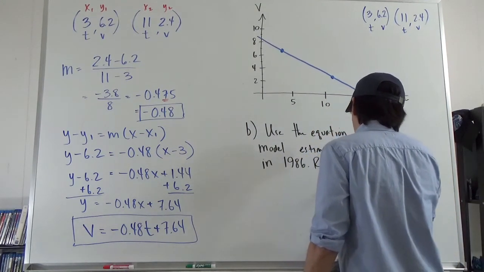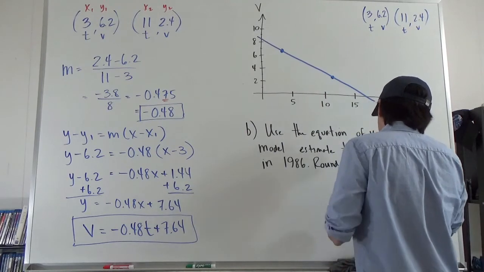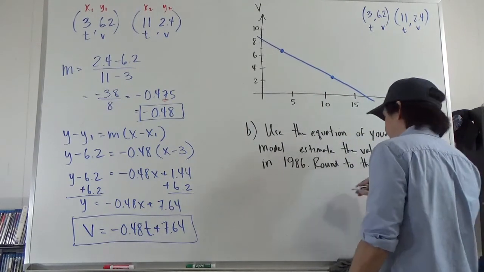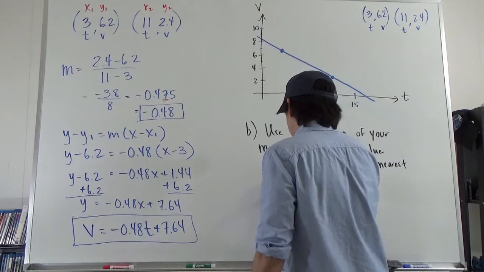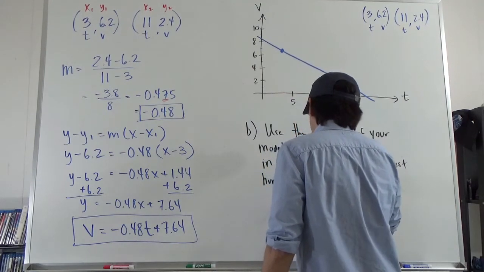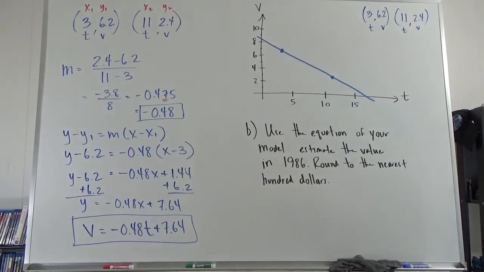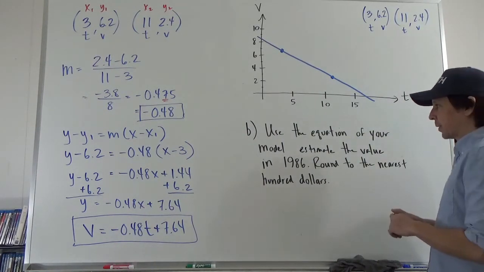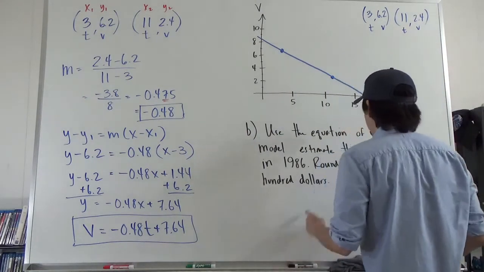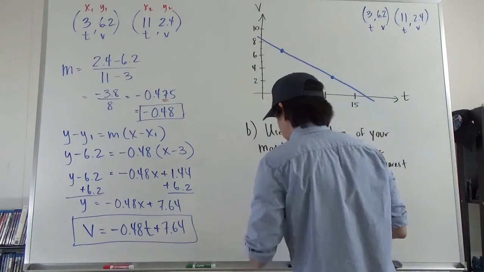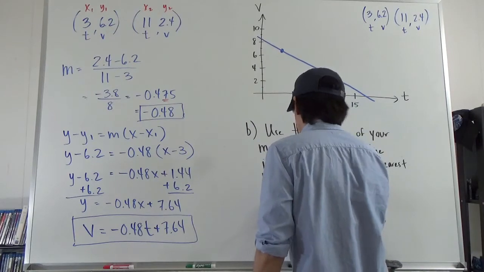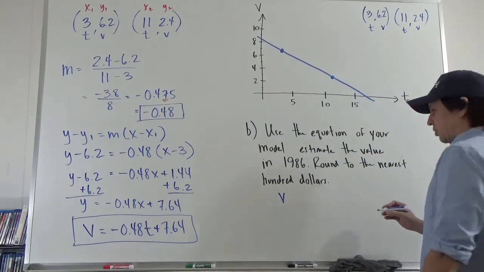Round to the nearest $100. And I'll talk about that rounding thing because it's a weird way to word it, but we'll figure out where that hundredth place is. But for now, don't worry about the rounding. Worry about using the equation of your model to estimate the value in 1986.